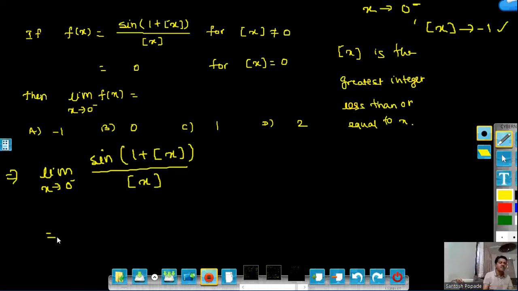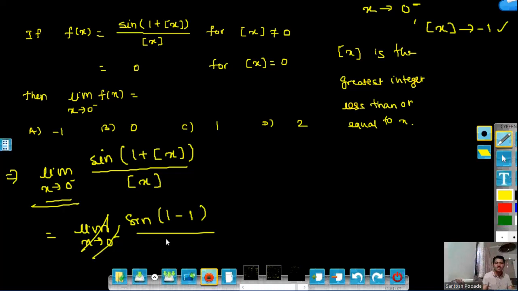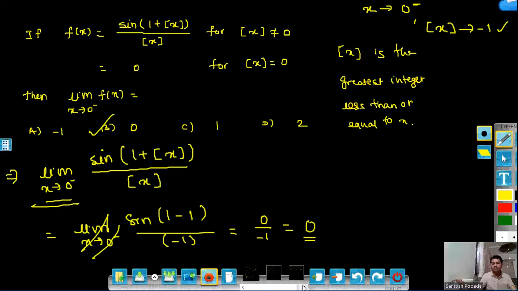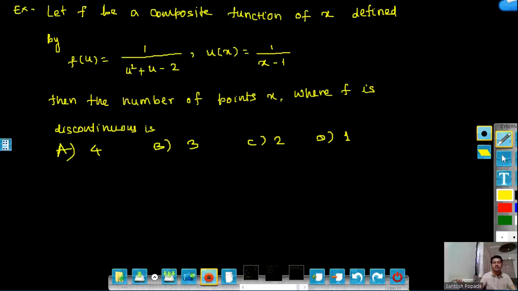So this is equal to, I can write now, sine of (1 plus bracket x), and we have to find this complete thing divided by bracket x. I am calling this bracket x the greatest integer function. Now as discussed above, I can write this as sine of (1 plus minus 1, that is 1 minus 1), divided by the value of bracket x, which is now minus 1. As I have taken the limit, I should not write the limit notation. So sine 0 upon minus 1 is 0. That means the limit of that function is 0. Okay, hope you got this.